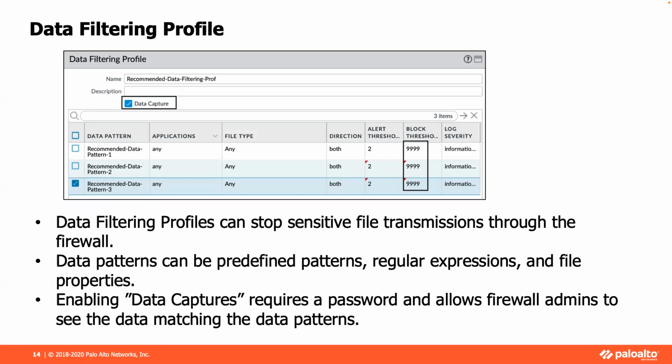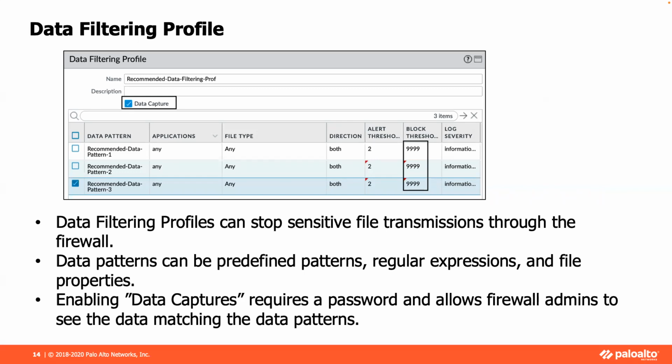Data filtering allows you to block or record different data patterns. We have quite a few pre-configured ones, like credit card numbers, social security numbers, etc., and other different identity numbers throughout the world, besides just the social security numbers, which is here in the US. But you have the ability to create your own custom patterns.